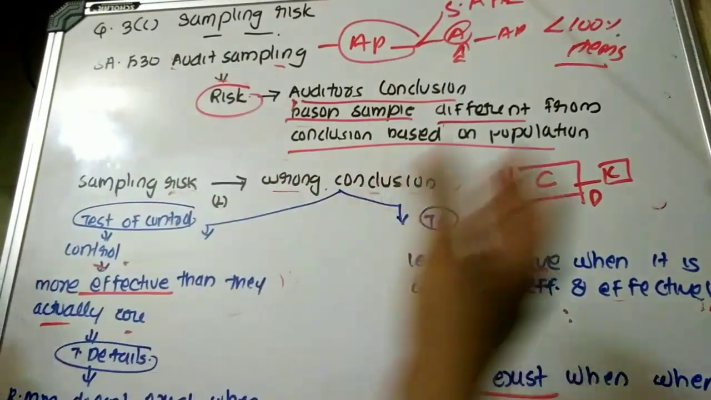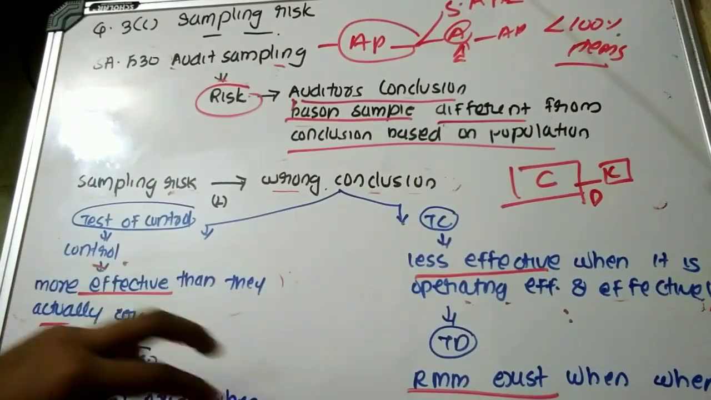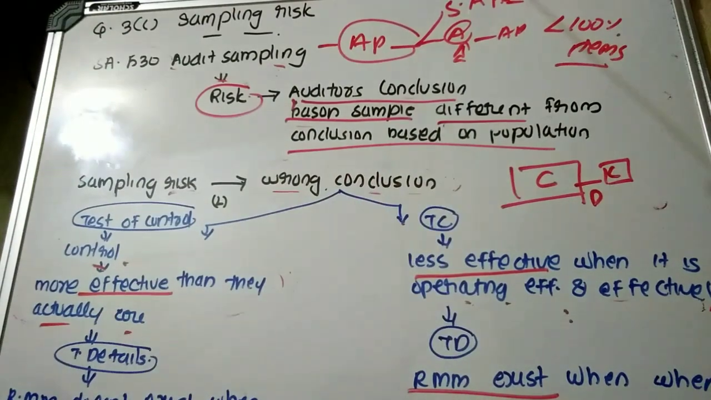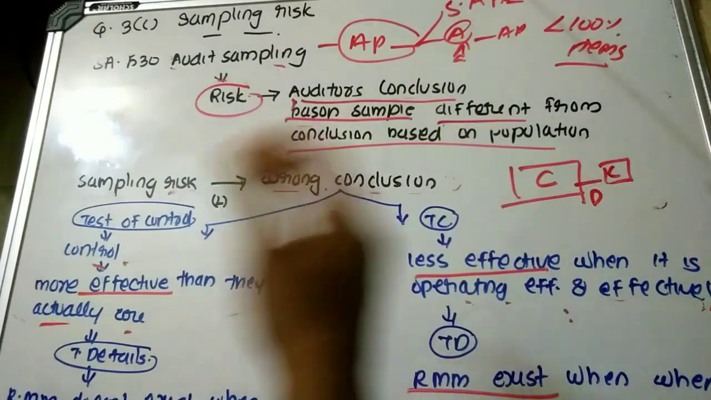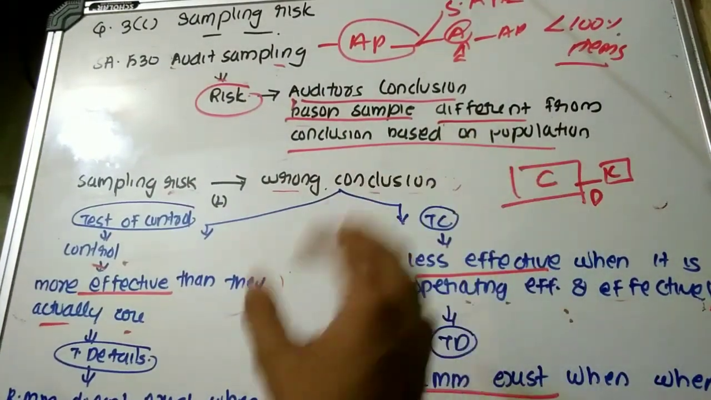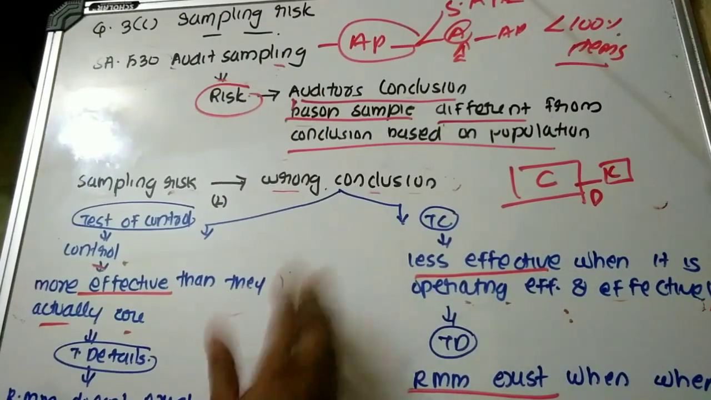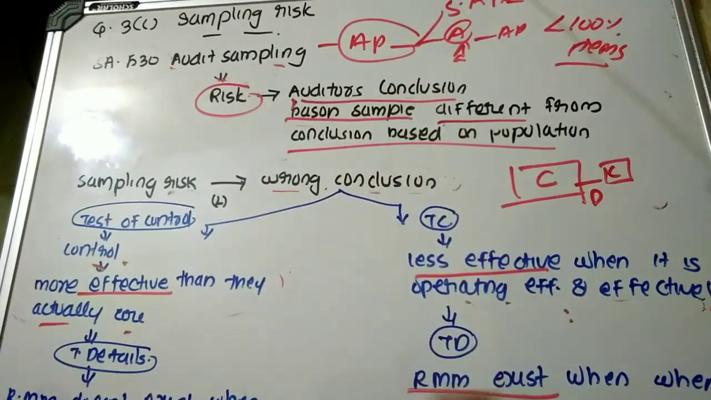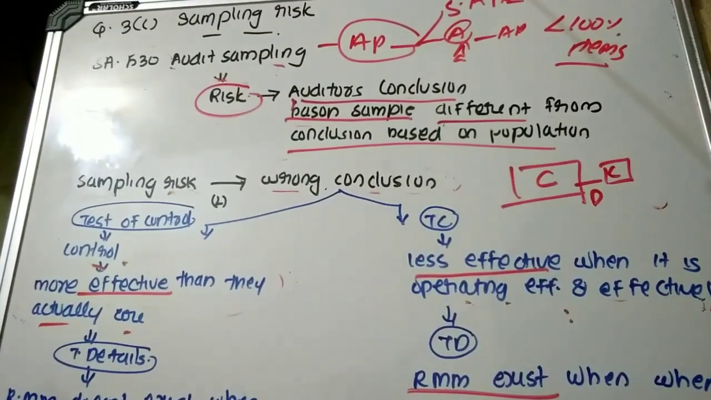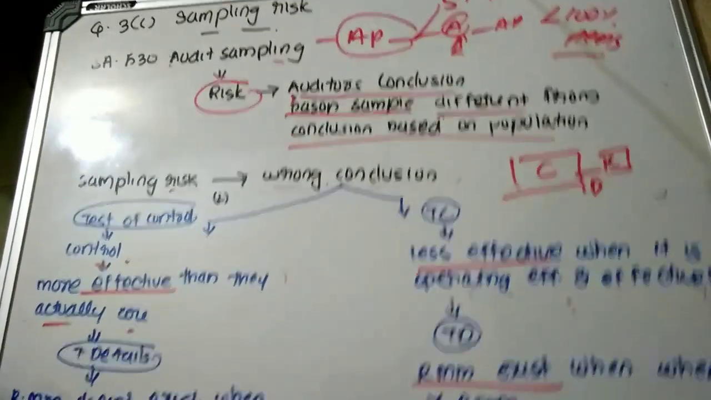First of all, it is stating that the internal control system is operating efficiently and effectively, where actually it is not. Or it is stating that the internal control system is not operating efficiently and effectively, but actually it is operating. Or if the auditor is performing test of details, it leads to a conclusion that there does not exist a risk of material misstatement, but actually there exists a risk of material misstatement. Or it is stating that risk of material misstatement is existing there, but actually there is no risk of material misstatement. So this is what? Sampling risk. I hope you have understood this. Okay.